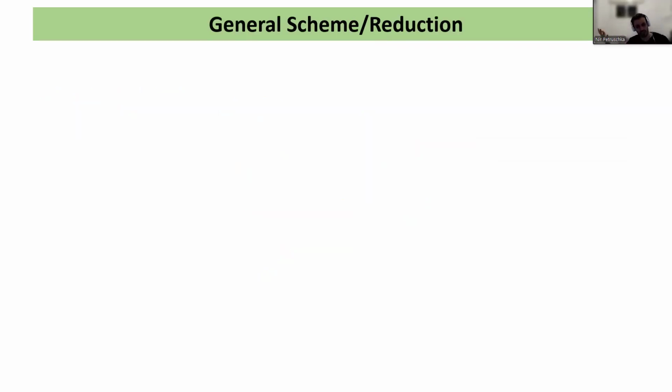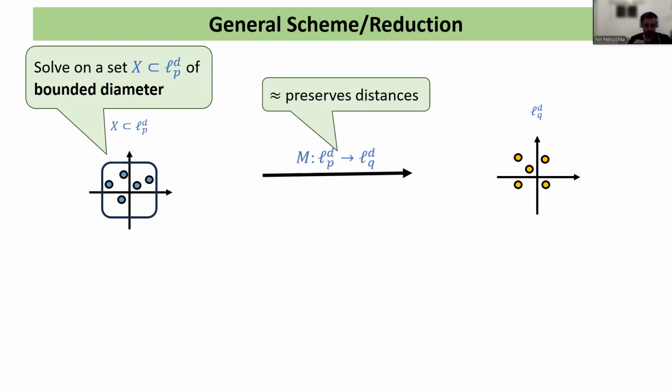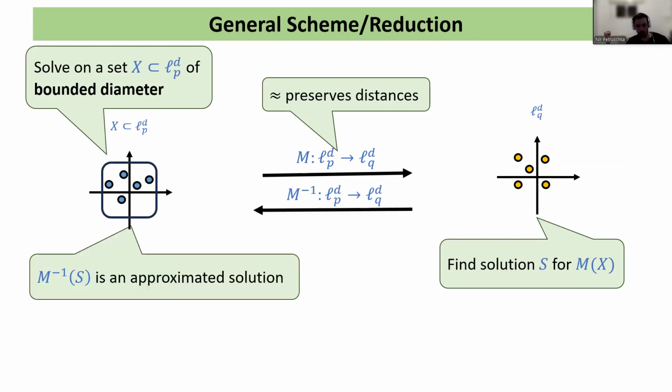Okay, so the general reduction scheme that we are actually going to apply is to take some set X that lies in LP such that the set X has some bounded diameter, and then we can apply the scheme with the Mazur map. So we map the set to LQ, and we know how to construct good solutions there, using the Mazur map, which will roughly preserve the distances. We'll solve the problem here, and then we'll map the solution back and get some approximated solution. And we'll see that we'll actually apply this process recursively to improve our solution again and again.